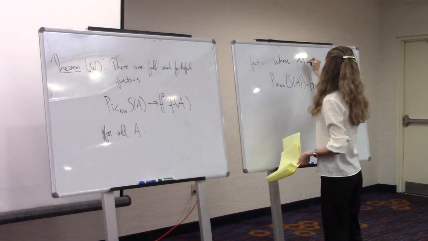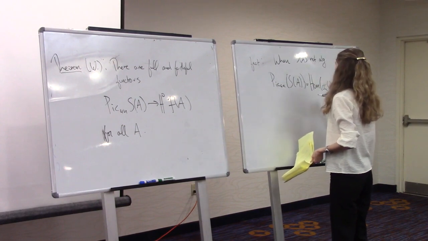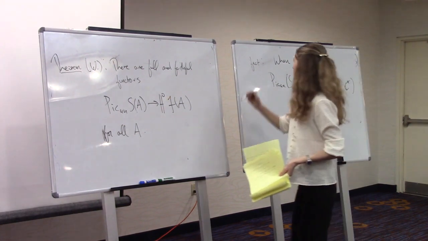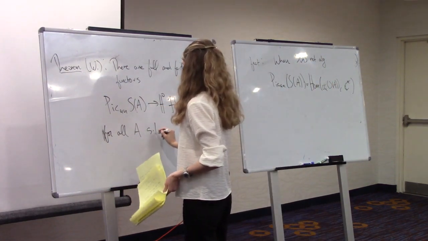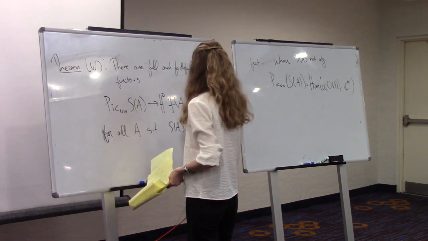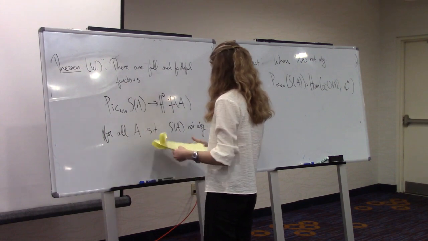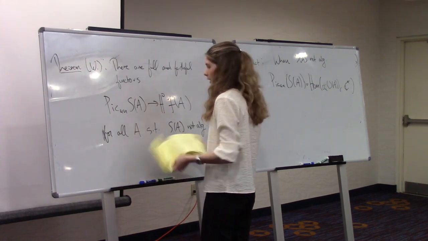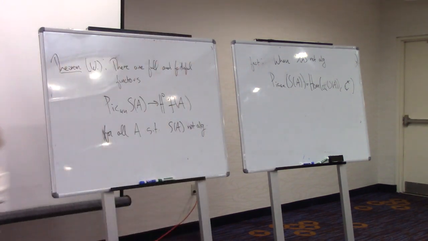Okay, sorry, so when SA is not algebraic, this is also a condition here for all A such that SA is not algebraic. And I actually want to correct, sorry, the sign error here. This is a minus then.